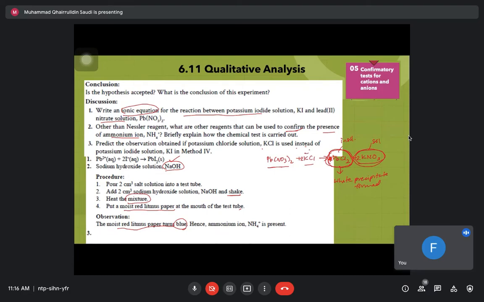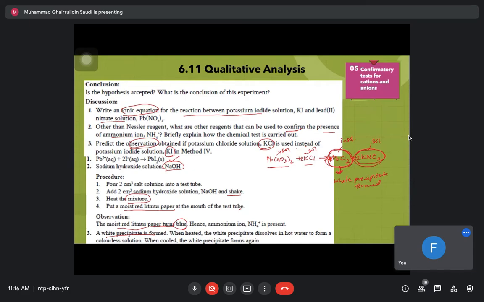Betul lah yang Nathaniel tanya tu apa nama reaction ni. Kalau kita tanya apa nama reaction, reaction ni adalah double decomposition reaction, betul. Cumanya the question asks what is the observation yang kita akan dapat. So kalau kita tambah dengan potassium iodide, kita akan dapat yellow precipitate. Sebab yang terhasil adalah lead iodide. But when we add potassium chloride, kita akan dapat lead chloride. So lead chloride warna dia white. So itu adalah jawapan. A white precipitate is formed.